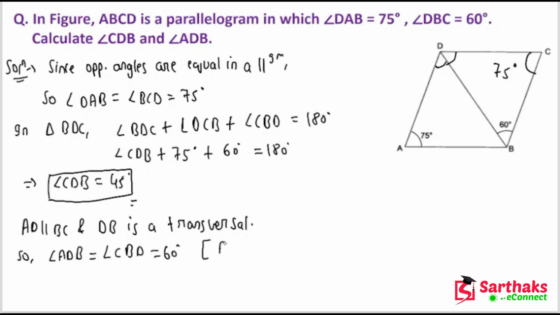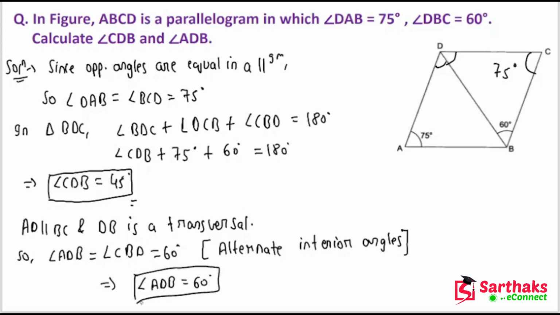How? Alternate interior angles, right? Since they are alternate interior angles and we know that alternate interior angles are equal, angle ADB, not CDB, angle ADB is equal to 60 degree. So this is how you can calculate the angles using properties of parallelogram.